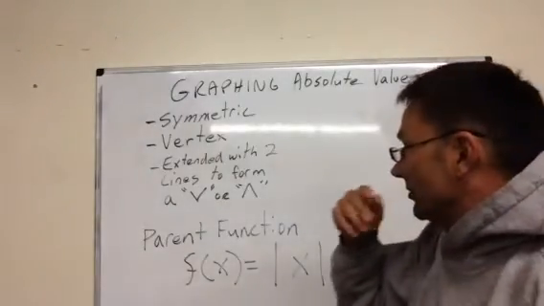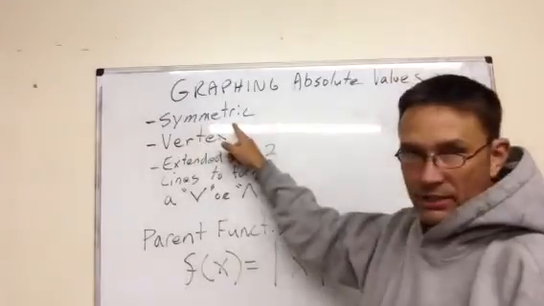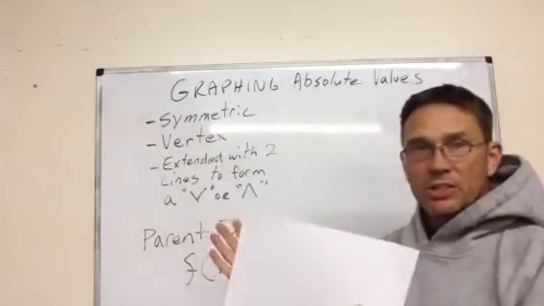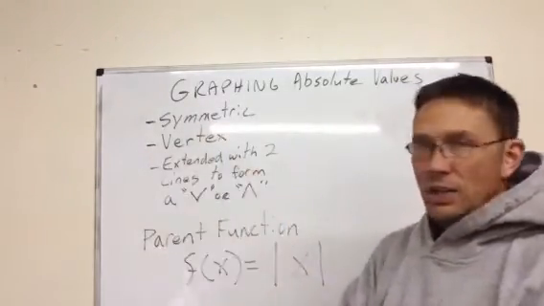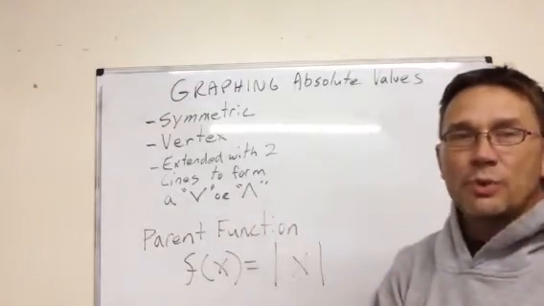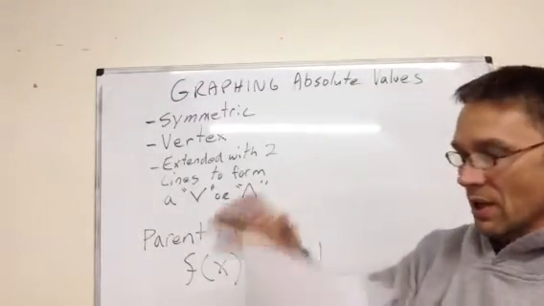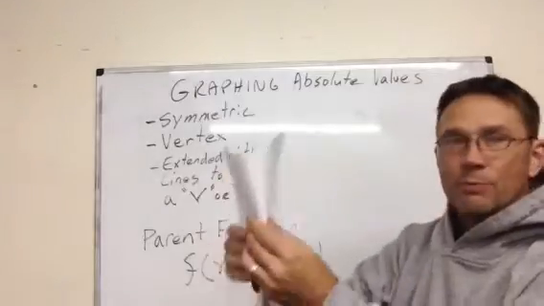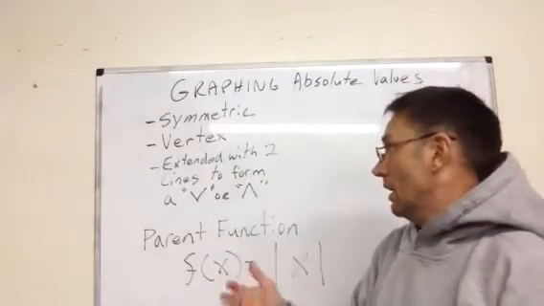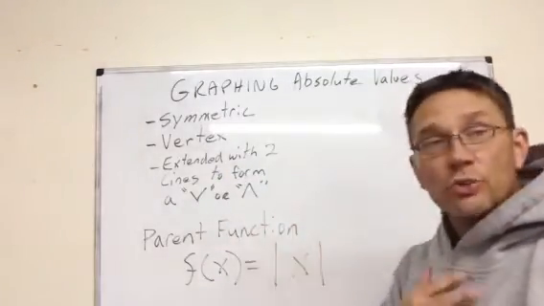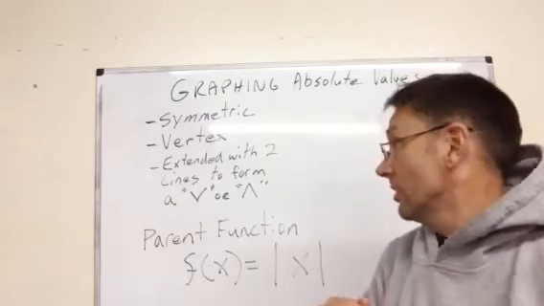Absolute value functions are symmetric, meaning it's like a mirror image. They're equidistant apart, just like those little hearts we made in elementary school when we folded everything and cut around them. They are perfect symmetry. We're going to use that to our advantage to make this easier.